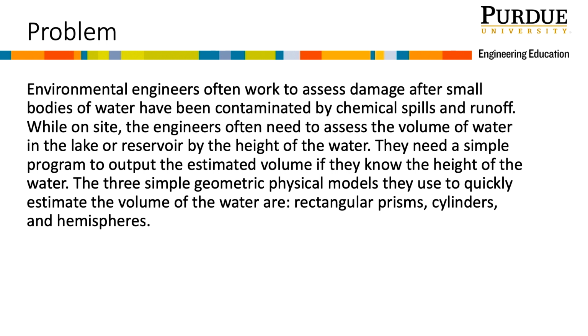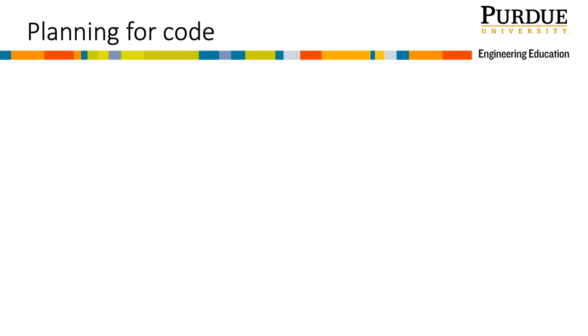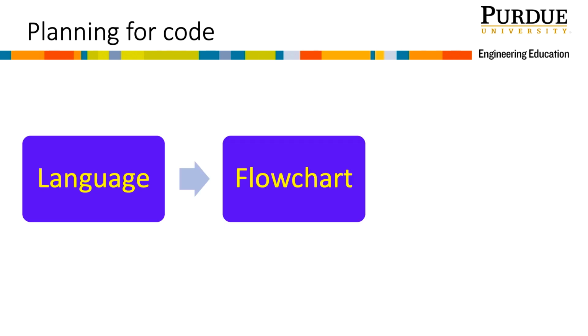Let's try a more complicated problem to learn about how selection structures behave in MATLAB. Environmental engineers often work to assess damage after small bodies of water have been contaminated by chemical spills and runoff. While on site, the engineers often need to assess the volume of water in the lake or reservoir by the height of the water. They need a simple program to output the estimated volume if they know the height of the water. The 3 simple geometric physical models they use to quickly estimate the volume of the water are rectangular prisms, cylinders, and hemispheres. Just like in our first example, we will work through the problem using language, then a flowchart, then code.